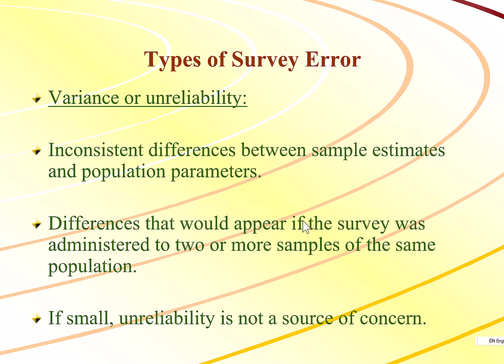Survey errors can cause unreliability or can cause bias. Variance, or unreliability, is when there is an inconsistent difference between estimates and the population parameters, meaning that every time you repeat the survey you would get a different, randomly varying estimate. Okay, so unreliability causes standard errors to be increased, but does not bias the responses in a specific direction.